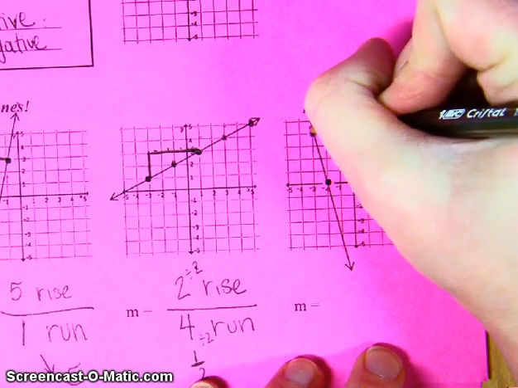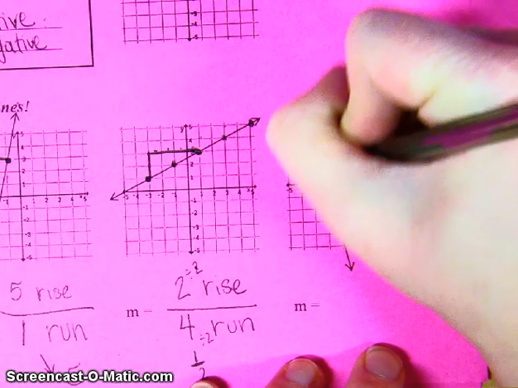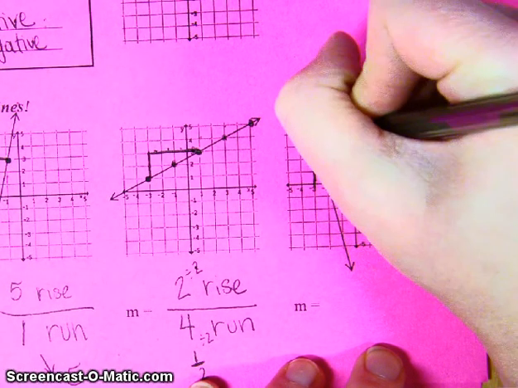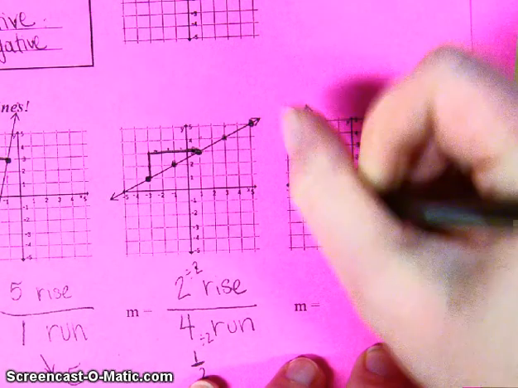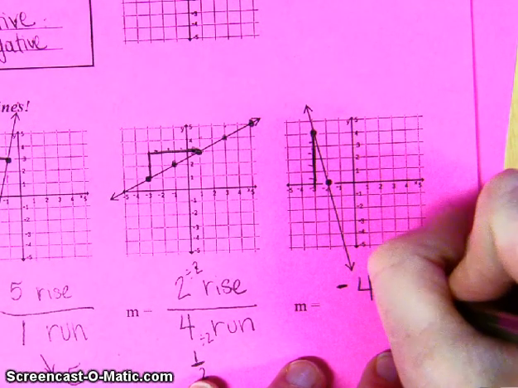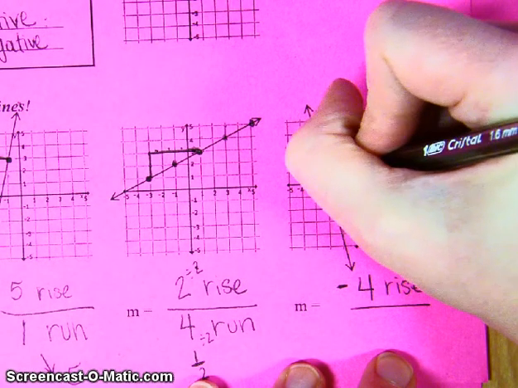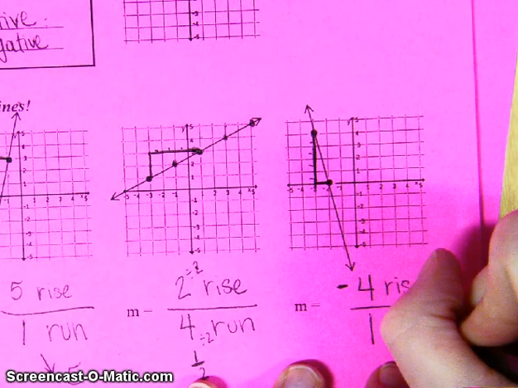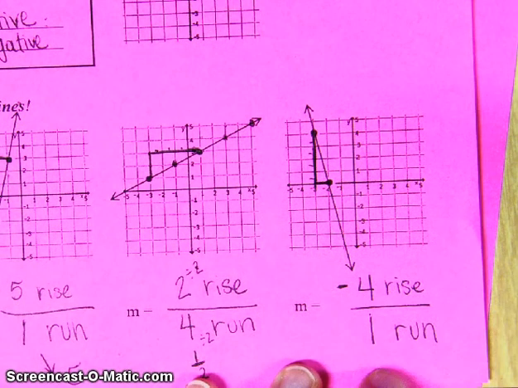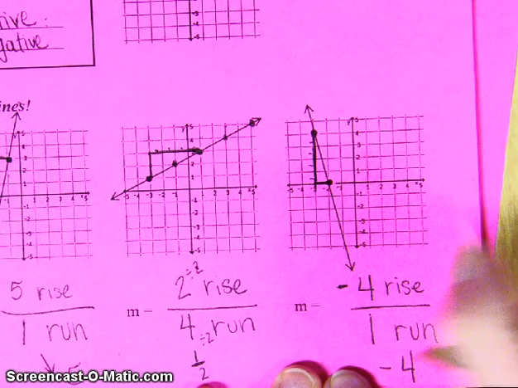Start at the point on the left. We do our rise first. This one went down 1, 2, 3, 4 spaces, and because it went down, it's going to be a negative on the rise. Then to the right, I went 1, so that's a positive 1 run. If you wanted to simplify that, you could say this is a negative 4 slope.